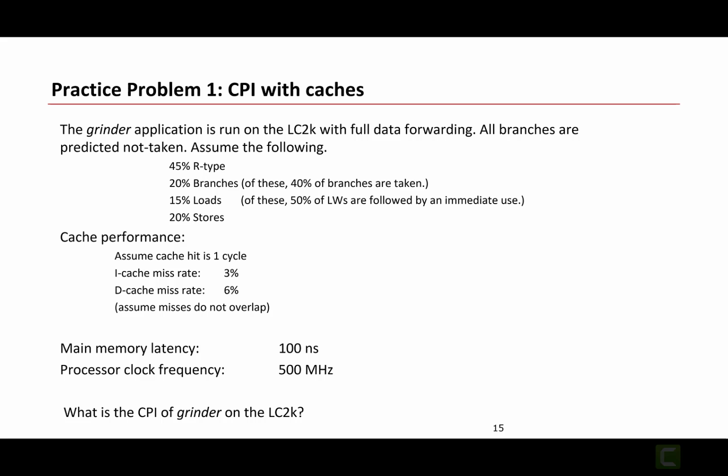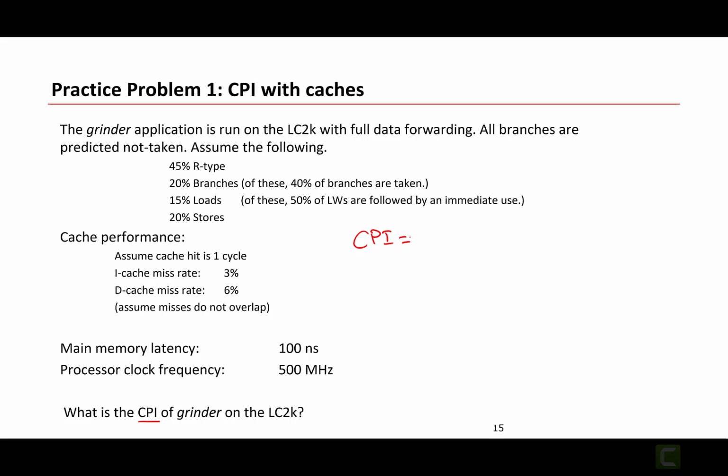Alright, so now let's take a look at a different problem. This problem is on understanding the impact of cache performance on CPI. We have computed CPI in the past for the different data paths. Now we are going to use that same method of computing CPI, but account for the cache performance. The way to go about solving such problems is to first understand what the CPI is composed of.